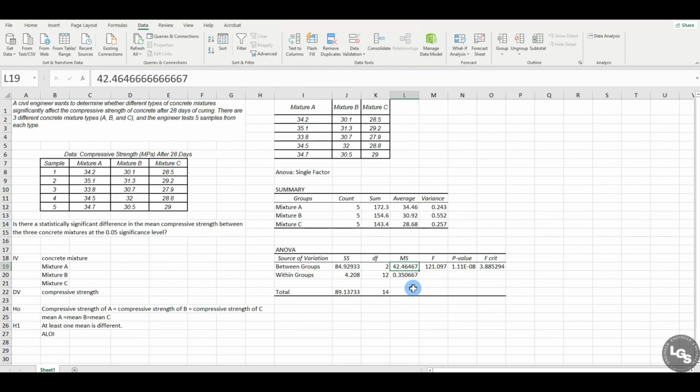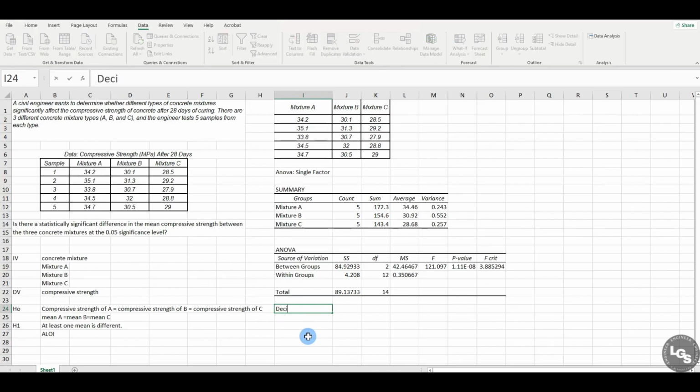For the mean square, that is solved by dividing the sum of squares over the degrees of freedom. Then the F value is the mean square between the groups divided by the mean square within the groups. Then the P value is from the F distribution also, and the F critical is also from the F distribution.